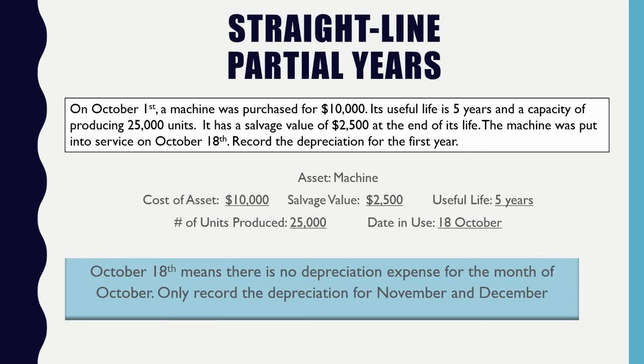Here's the example. You bought a machine on October 1st for $10,000. Its useful life is 5 years, and its capacity is 25,000 units it could produce. It's got a salvage value of 2,500 at the end of its useful life, and when you placed it into service was October 18. So how many months do you have left to depreciate?